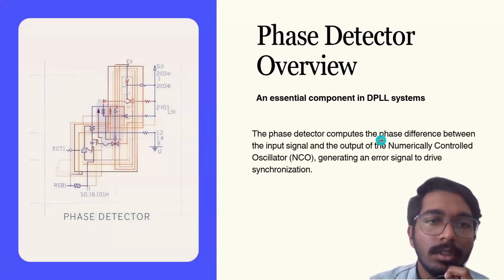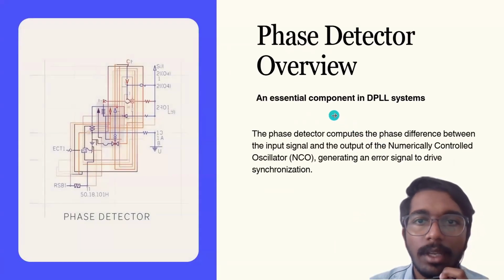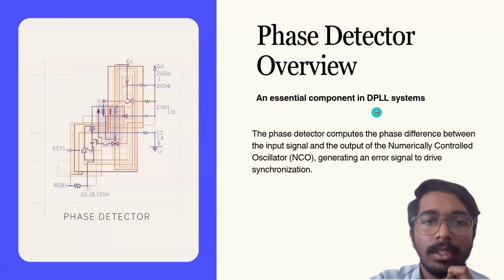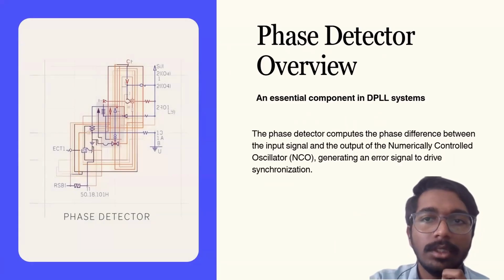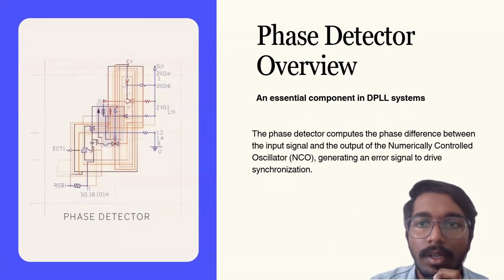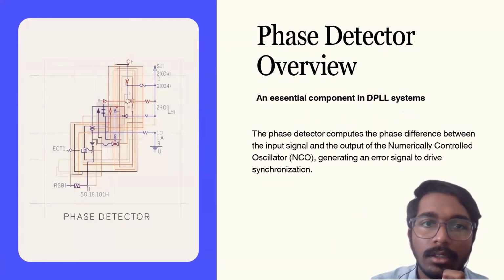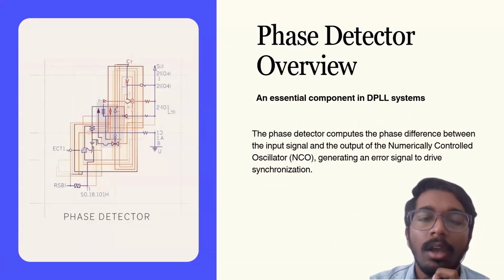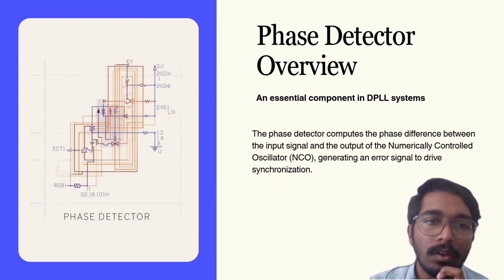Now let us focus on the first block of the DPLL, which is the phase detector. The phase detector compares the phase of the incoming signal with the phase of the feedback signal generated by the NCO. Its main function is to measure how much the two signals differ in phase. It generates an error signal that is proportional to the phase difference. If the phase difference is large, the error signal will also be large. If the signals are nearly synchronized, the error signal becomes very small.